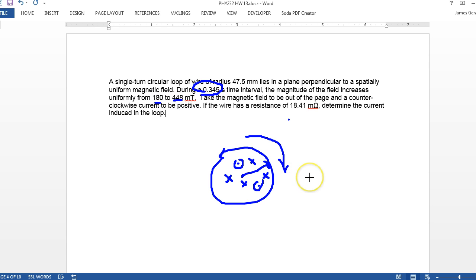By the right-hand rule, if you poke your thumb into the page, your right hand, your fingers wrap around in the clockwise direction, and so counterclockwise is positive. That means this current is going to end up being negative. We have the resistance of the wire. We have everything we need to calculate the EMF.